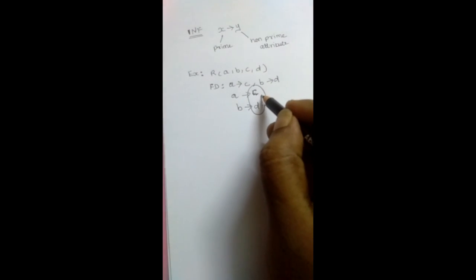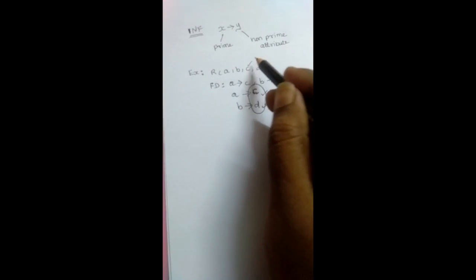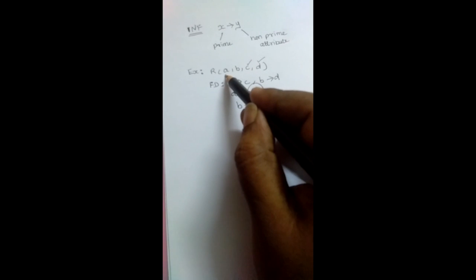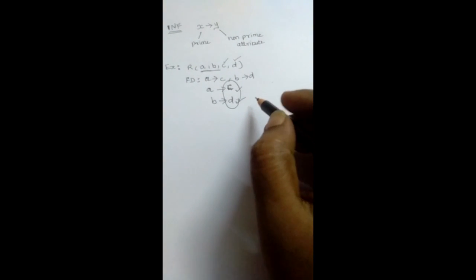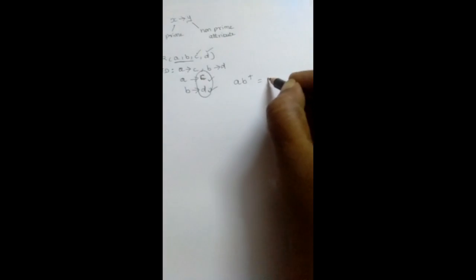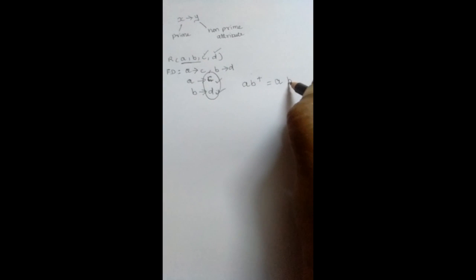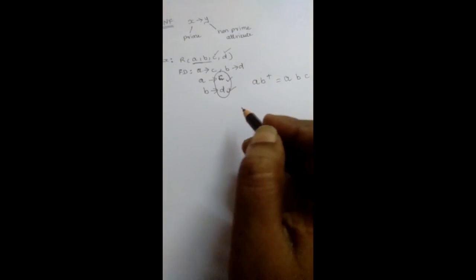Consider the right hand side part. Here we have two attributes, C and D. Remaining, we have two attributes, A and B. These A, B are the candidate key. For example, if you take AB closure, at that time you obtain A, B, C and D. So A, B are the prime attributes.